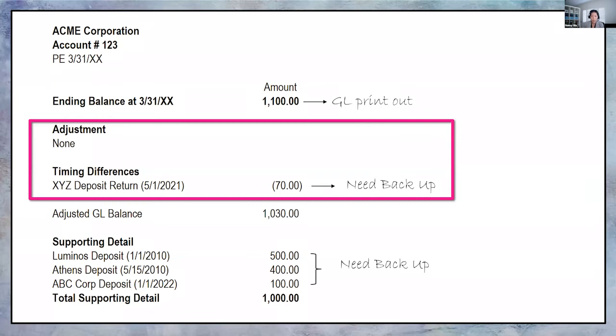If there is a temporary item, then we want to monitor it on the rec and try to resolve it within 30 to 90 days. And after that, unless there's a really good reason as to why a temporary item should stay on the books, we usually opt to just adjust the GL. So let's go back to our reconciliation. Oh, we're still there. Okay.